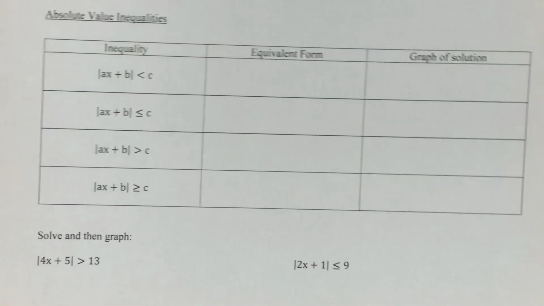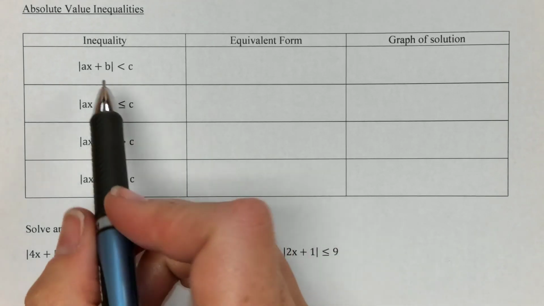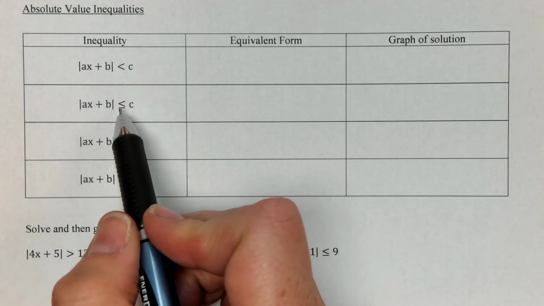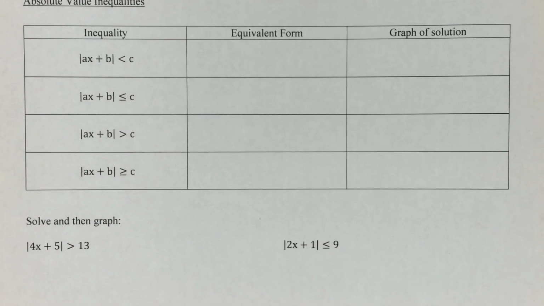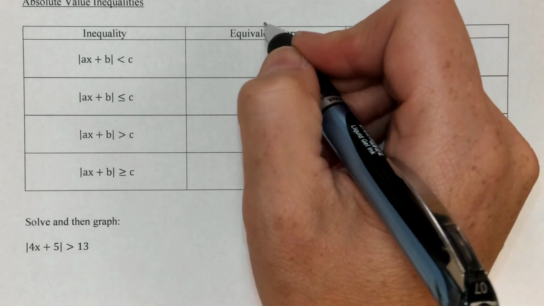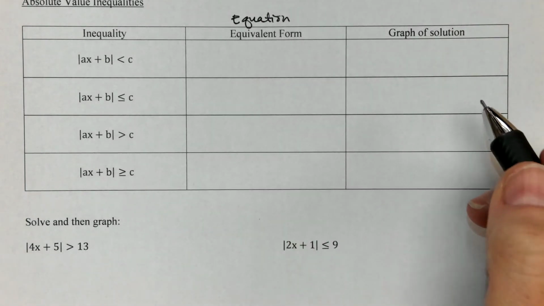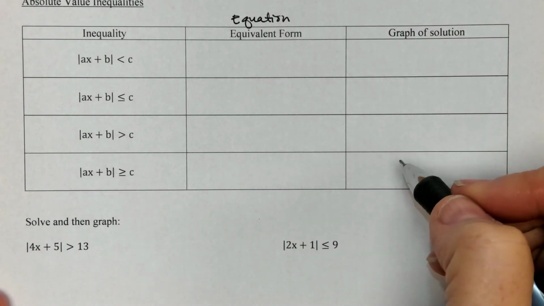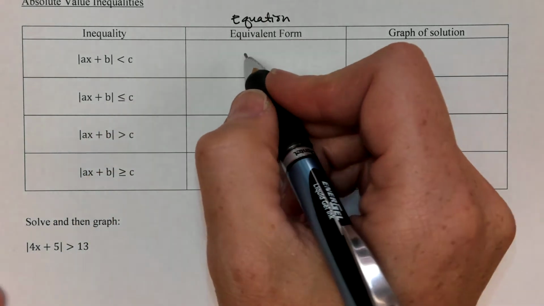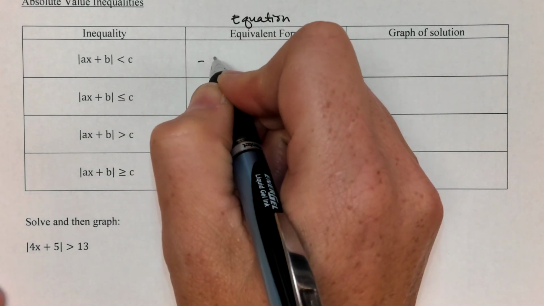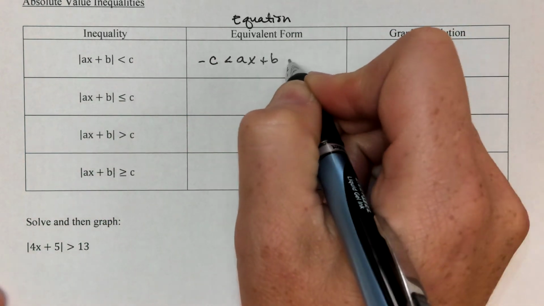There are essentially 4 different things that can happen with absolute values, and that's what's in this table. You can have your absolute value be less than something, less than or equal, greater than, or greater than or equal. Those are the 4 things that can happen. I'm going to show you what the equivalent form is, almost what the equation would be that you would solve, and then the graph of the solution, just a sketch of what that would look like. If you have this basic less than situation, what you've got is -c, and you're sandwiching your expression in the middle.